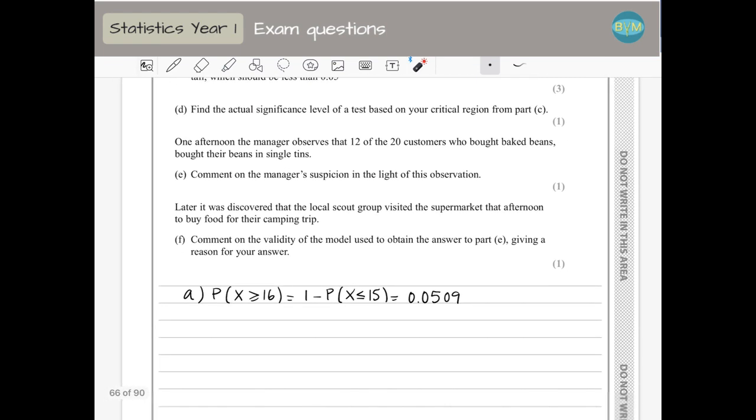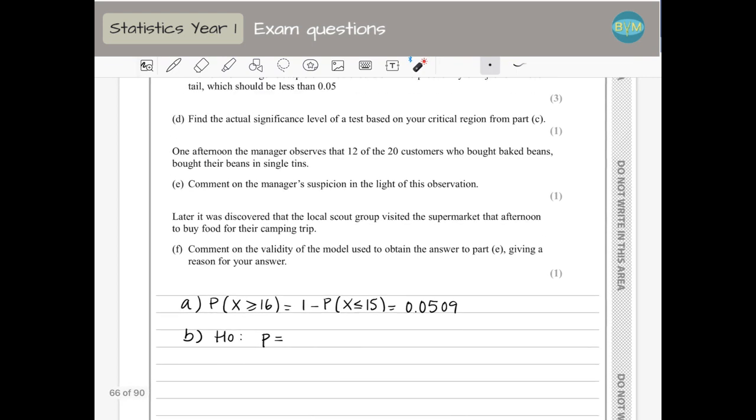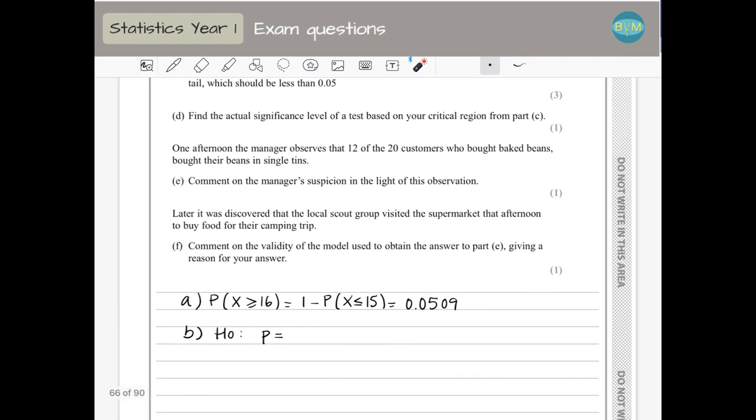So I'm going to write H0 and H1. Remember, H0 is always going to be p equal. We are testing the probability of a binomial. And in this case, I'm testing if the probability is 0.3. So H0: p is 0.3. And the alternative hypothesis, or H1, is going to be p greater, smaller, or different than 0.3.